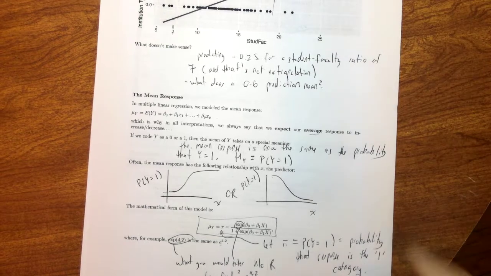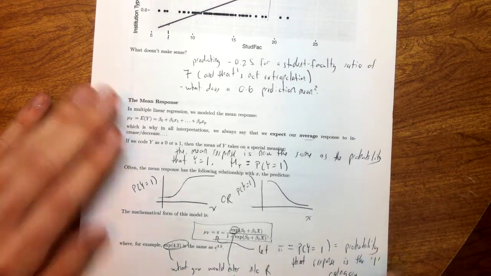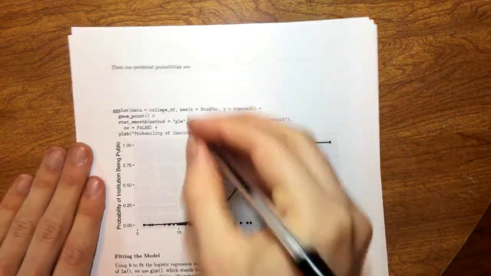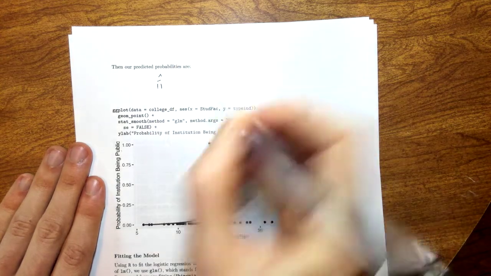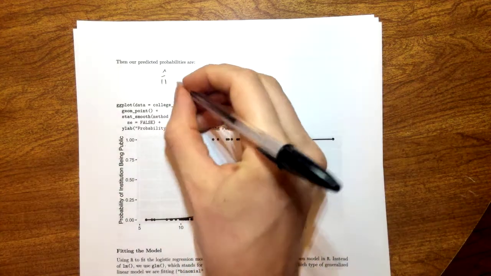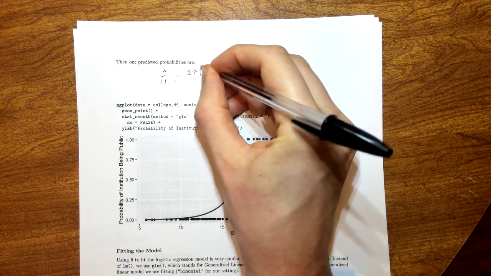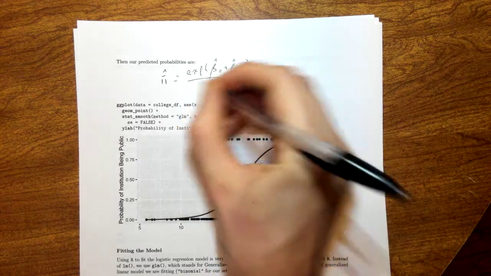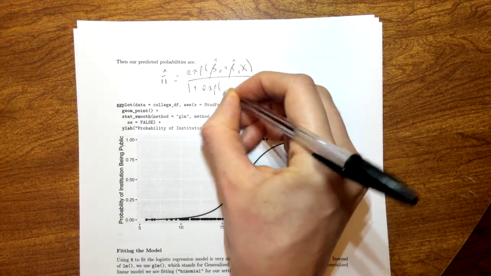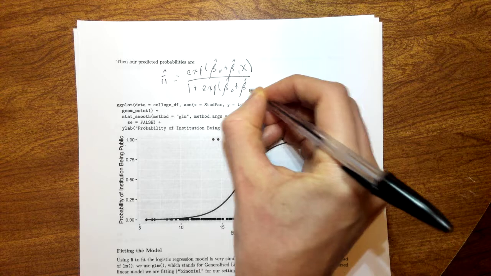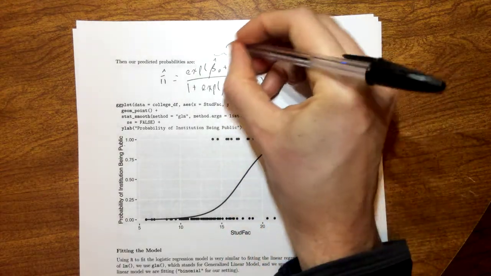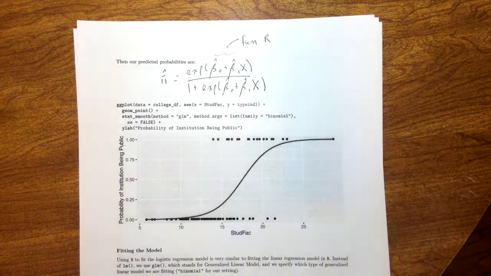Based on this equation, our predicted probabilities, which we're going to denote as pi with a little hat on its head to denote that we're predicting, are just going to be like this, where we're going to grab these fitted regression coefficients from R.